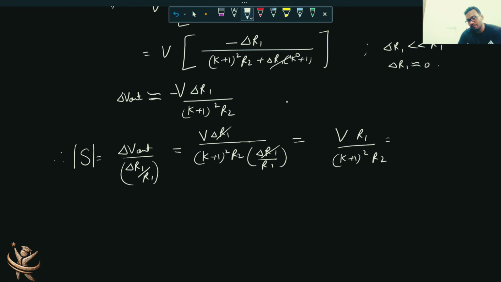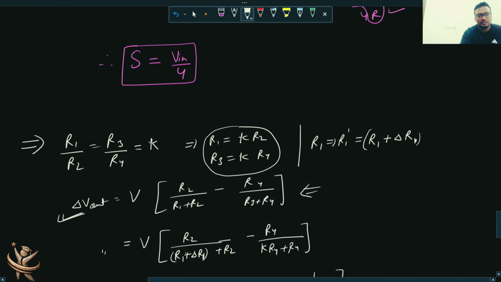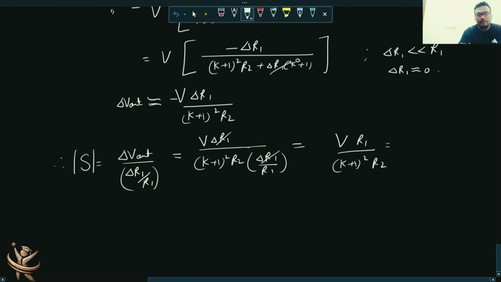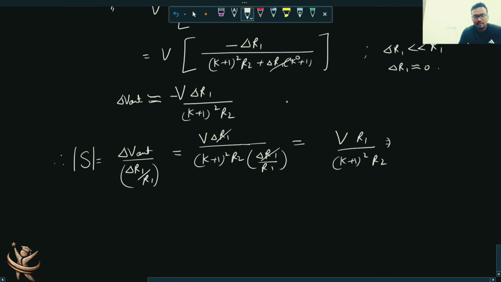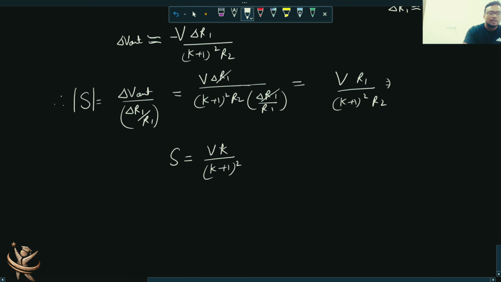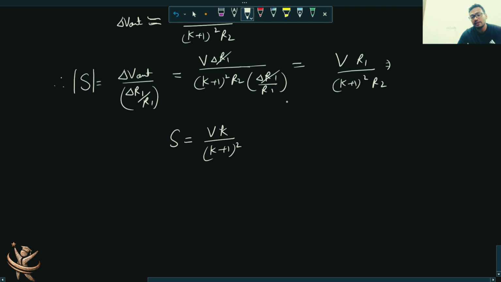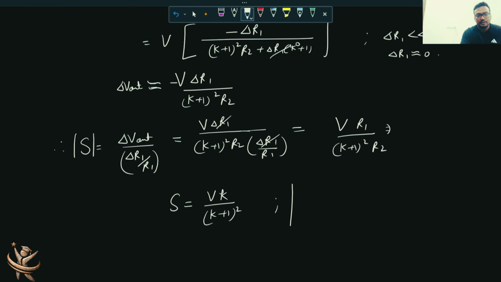R1 by R2 we have taken as K initially. Check this. R1 by R2, that I took as K. So finally the value of S will become V K by K plus 1 whole square under the approximation. And one more thing you have to consider here, that's a very important thing.